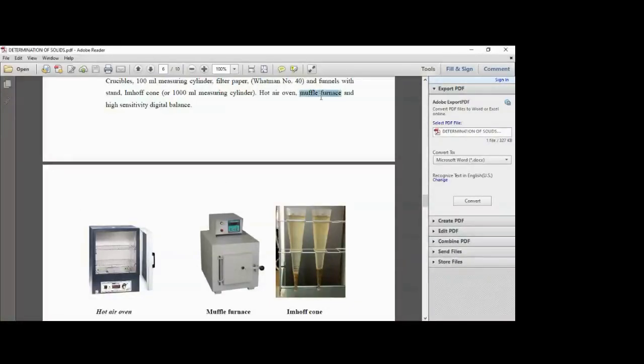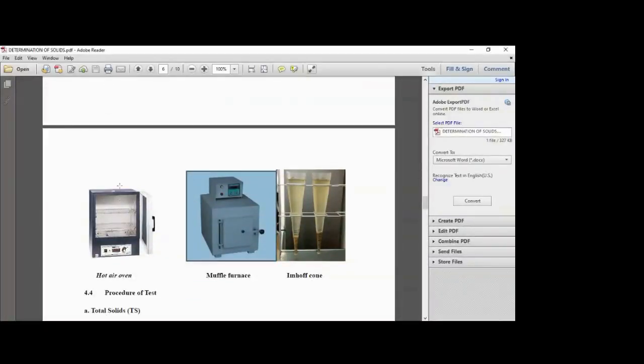Then we require a muffle furnace, right? For the determination of the volatile solids. The temperature that this muffle furnace can handle is about 1200 degrees Celsius, but we do not require 1200 degrees Celsius for our solids determination. For finding out the fixed solids, we require a temperature of 550 degrees Celsius. With this muffle furnace, we are going to achieve that temperature. In the case of the hot air oven, the temperature that we'll be achieving is 105 degrees Celsius.